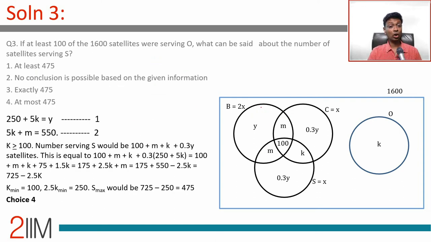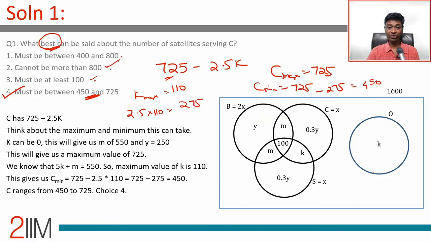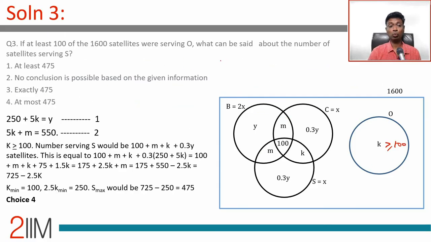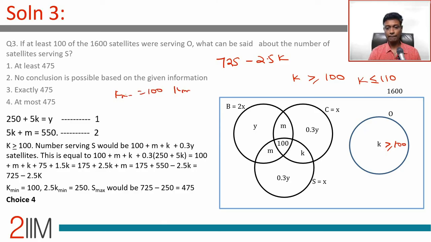If at least 100 of the 1,600 satellites were serving O, what can be said about the number of satellites serving S? We know K is greater than or equal to 100. And that much we know. We've already found the expression for S because we found it for C. C and S are the same total number, 725 minus 2.5K. We know that K is greater than or equal to 100. We know that K is less than or equal to 110. So K minimum is 100. K maximum is 110.